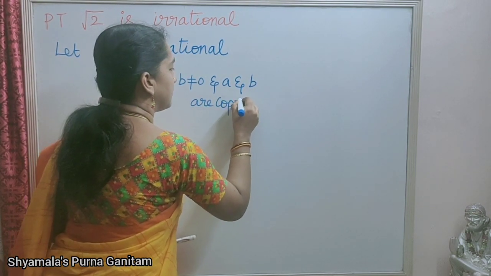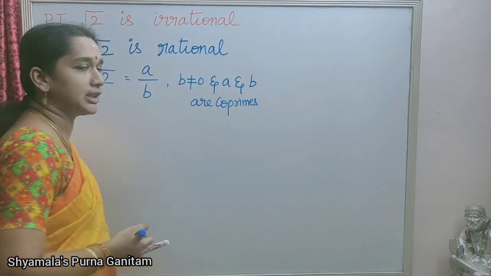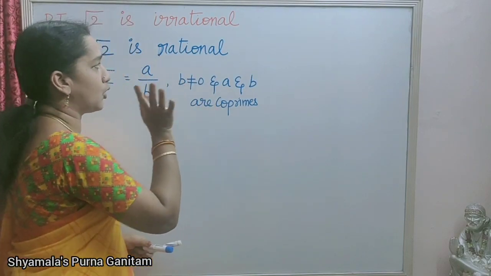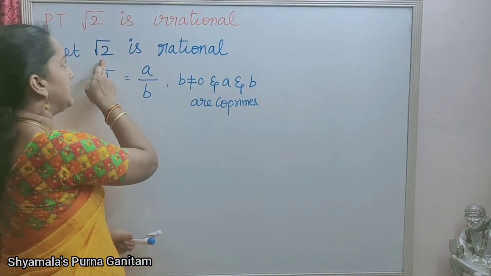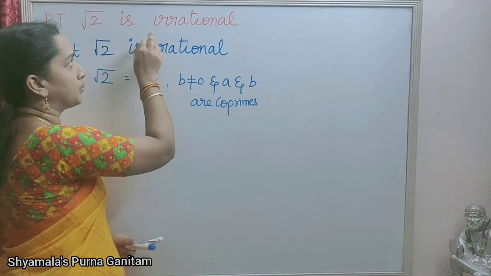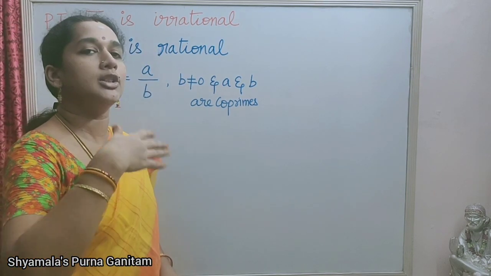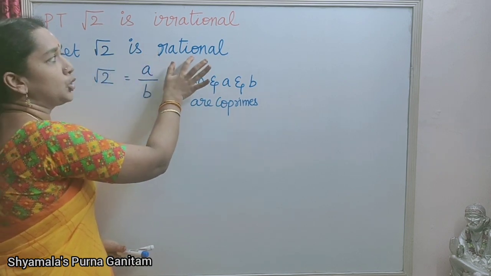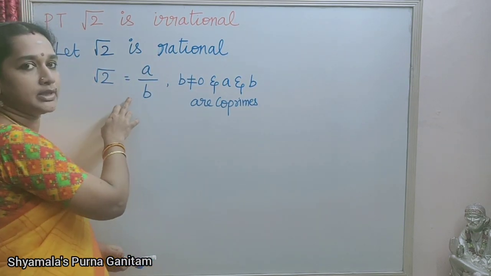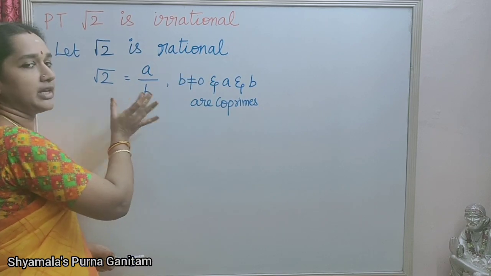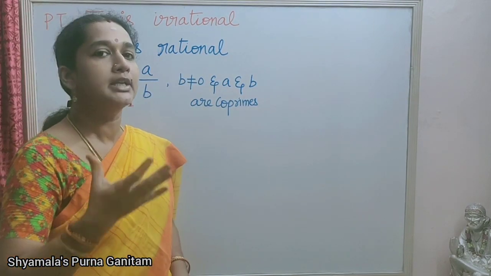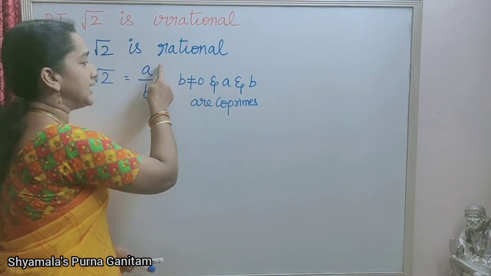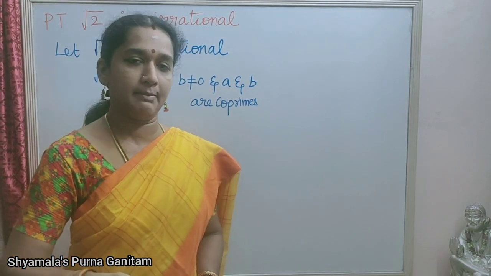What do you mean by co-prime numbers? The common factor for both the numbers is 1. There is no other common factor other than 1. That is co-prime. So first we are taking root 2 as rational, though we are asked to prove that root 2 is irrational. Since it is rational, root 2 is equal to a by b, where b is not equal to 0 and a and b are co-prime numbers.